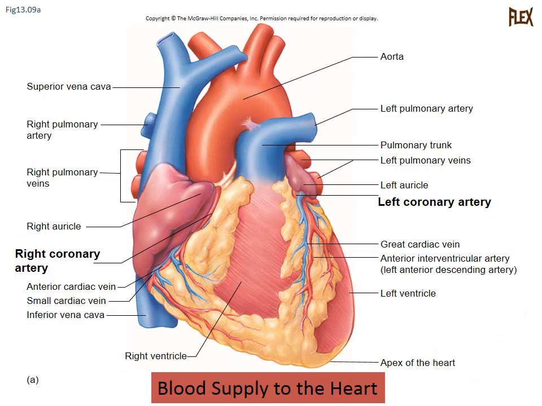Recall that the heart itself also has to have a blood supply, and this blood supply comes from the coronary arteries. The blood that's being pumped into the aorta from the left ventricle, one of the first branches that come off the aorta are the coronary arteries, left and right coronary arteries, that will supply the heart muscle itself.